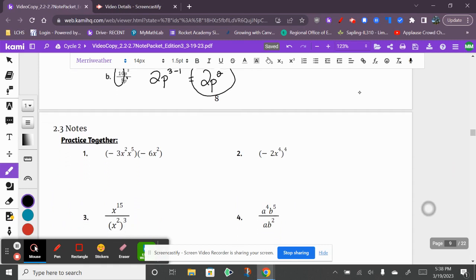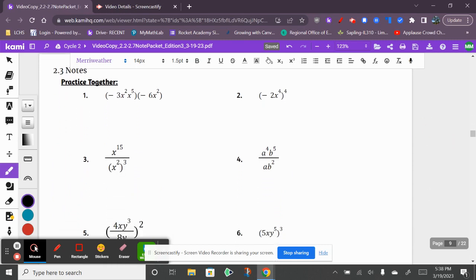This next page has some more challenging ones, so we're just going to take it problem by problem. For this one, you can first work out what's inside the parentheses, because you have x's of the same base. So those can be multiplied, so we will add the exponents to get -3x to the 7th, and now we can multiply these together. I'm going to multiply the coefficients, so I get -18, and I'm just going to add the exponents. So I get -18x to the 9th.